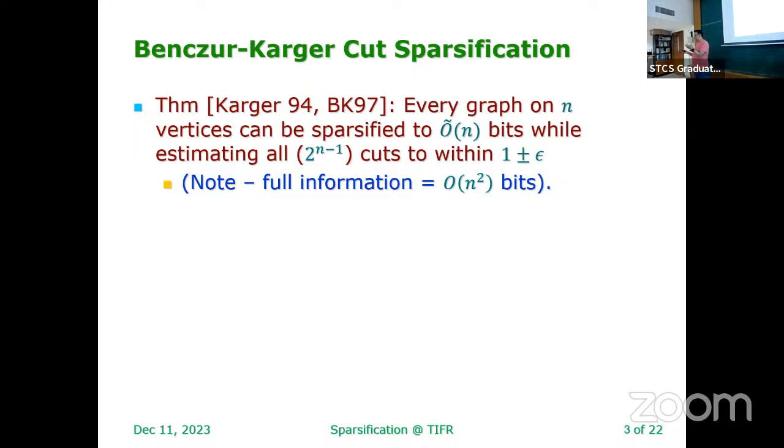The adjacency matrix is Θ(n²) bits long. But you can compress it to nearly linear in n number of bits while answering a certain class of queries very nicely. What is the class of queries? I give any partition of the graph's vertex set into two, and you count how many edges go from left to right. And this quantity will be preserved within a 1 ± ε factor.